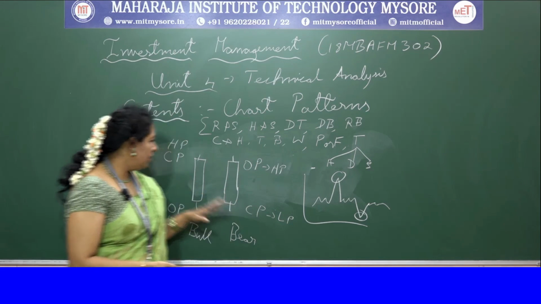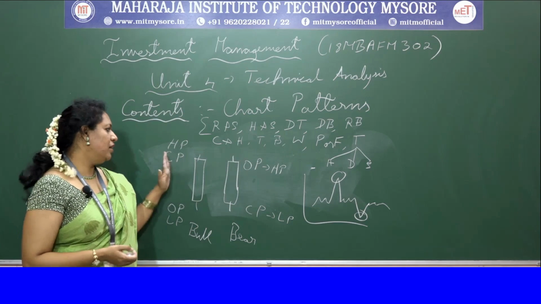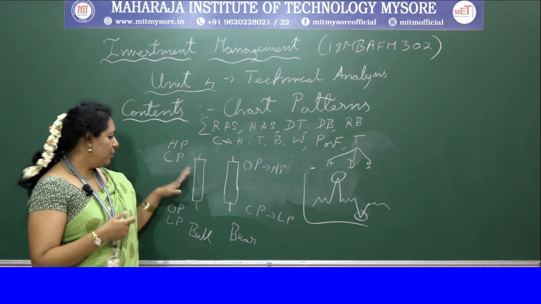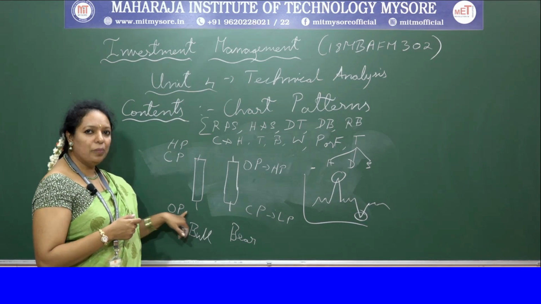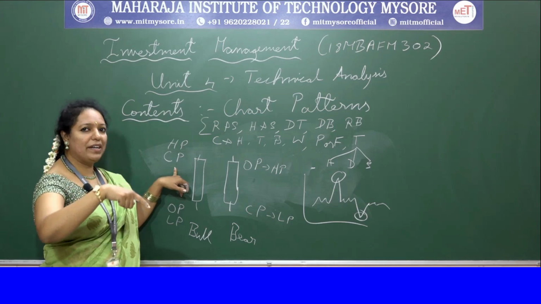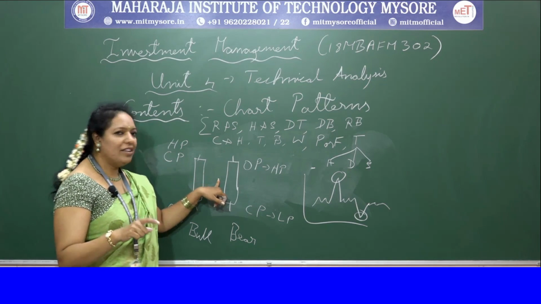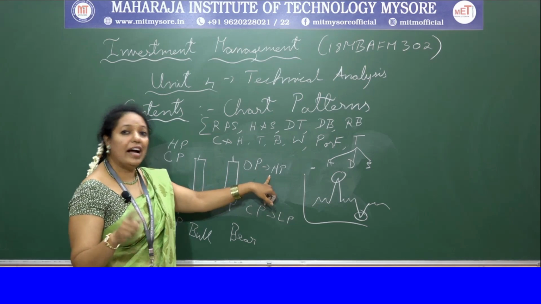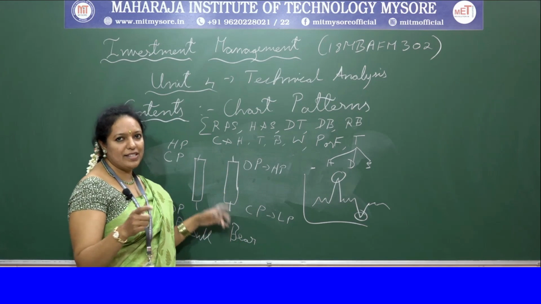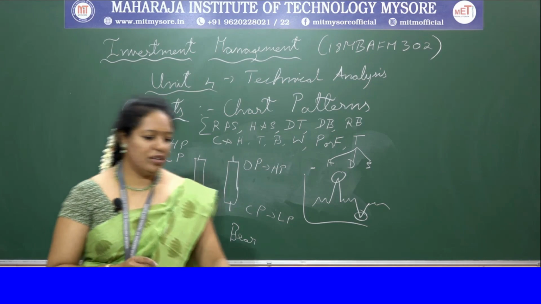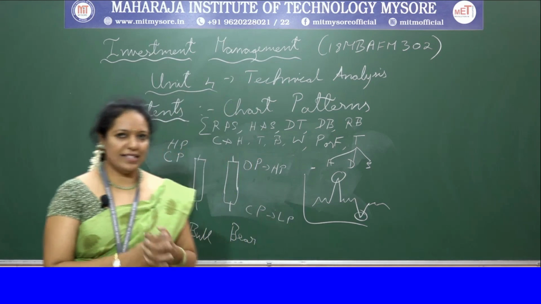Okay, then the difference between bull and bear markets, why we say bullish trend and bearish trend. We say bullish because the opening prices are low and the closing prices on that particular day will be high. We say bearish because opening prices will be high and closing prices will be low. So this is what we have discussed in today's class.